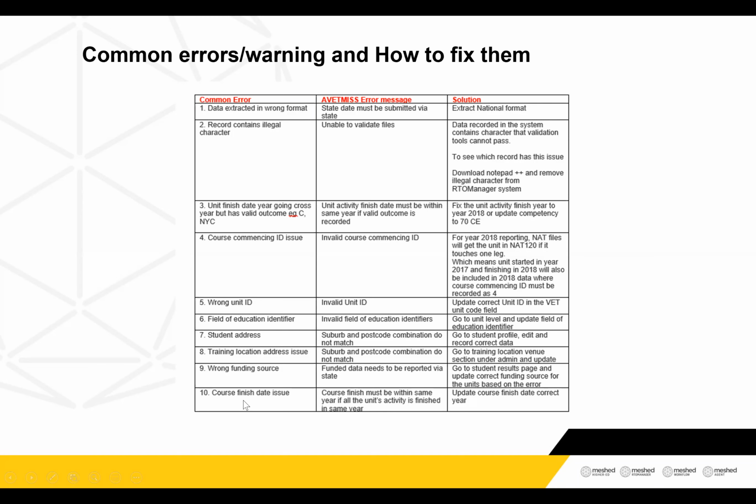And the last one is the course finish date issue. The course finish date must be within the same year if all activity is finished in the same year. Meaning that if a student has completed all the units in 2020, you cannot put the course finish at 2021 because there is no activity remaining. So you have to change the course finish date to 2020, and then that data will report in NAT 130 as a program completion.